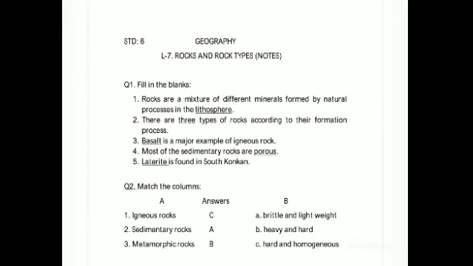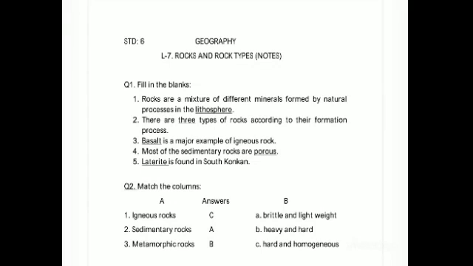The first one is igneous rocks. The answer is C, hard and homogeneous. Second one, sedimentary rocks. The answer is brittle and lightweight.